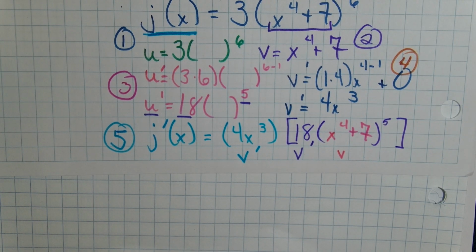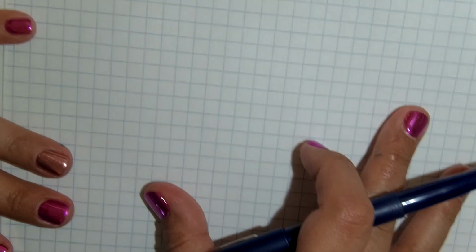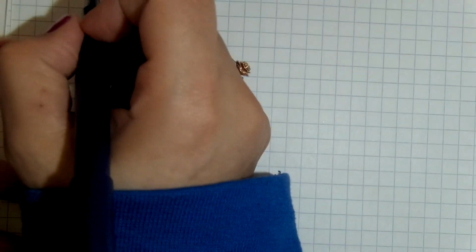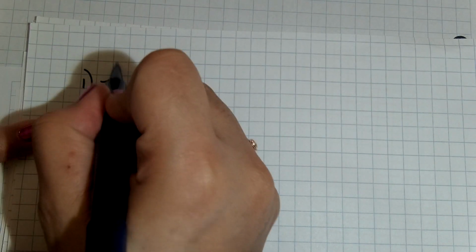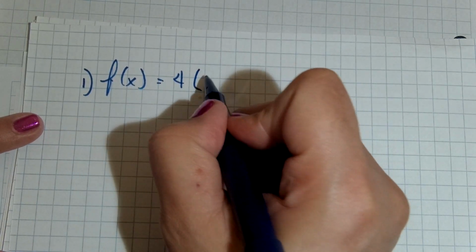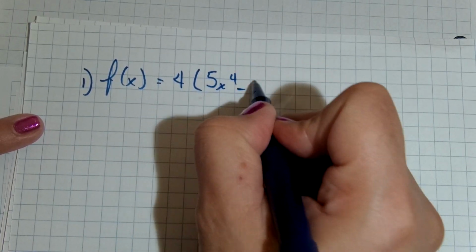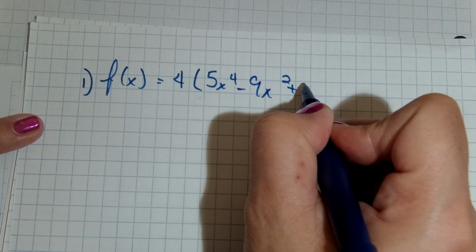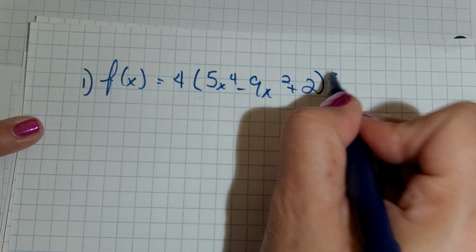Everybody ready? Okay. So, all right, gentlemen, let's get started. I'm going to do the first one. So we have f of x is equal to 4 times the quantity, 5x to the 4th minus 9x squared plus 2, all cubed.